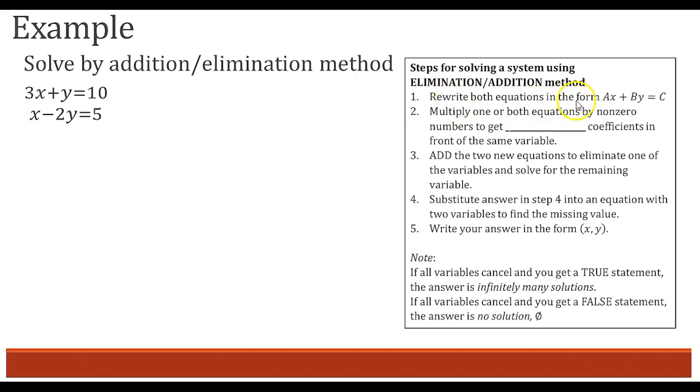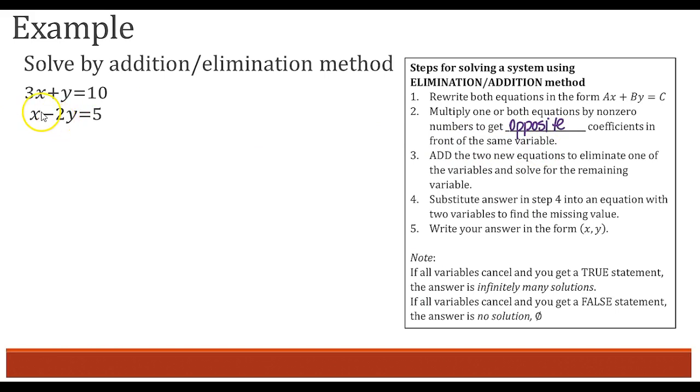So rewrite both equations in the form ax plus by equals c. If I take a look at my system, I have 3x plus y equals 10 and x minus 2y equals 5. So I do have the variable terms on the left and the constant terms on the right-hand side, so on separate sides of the equation. So now I want to multiply either one or both equations by non-zero numbers to get, again, those opposite coefficients in front of the same variable.